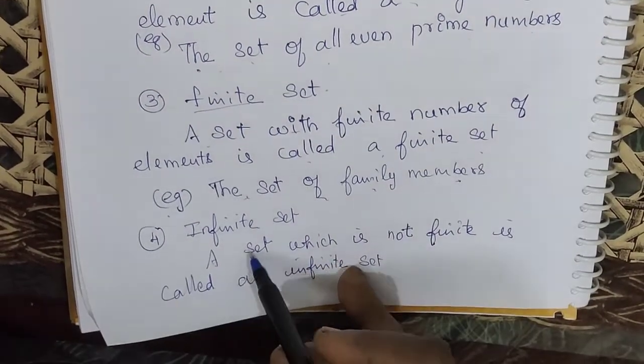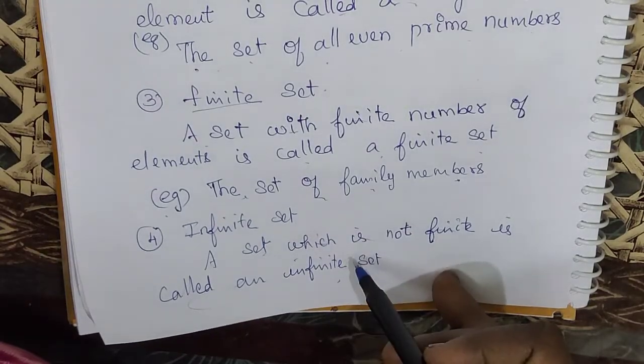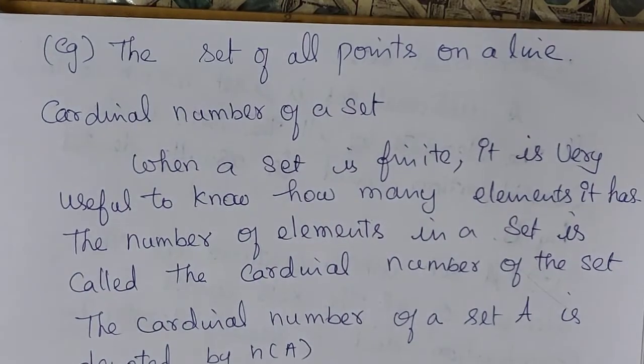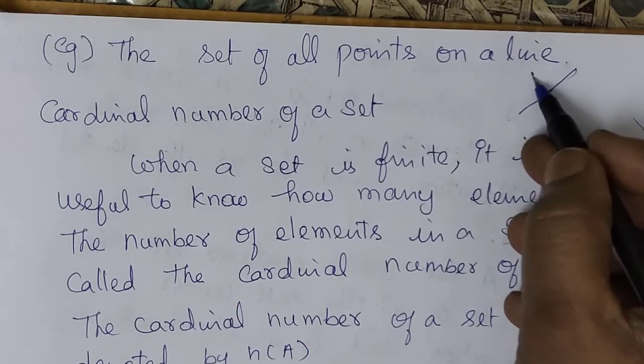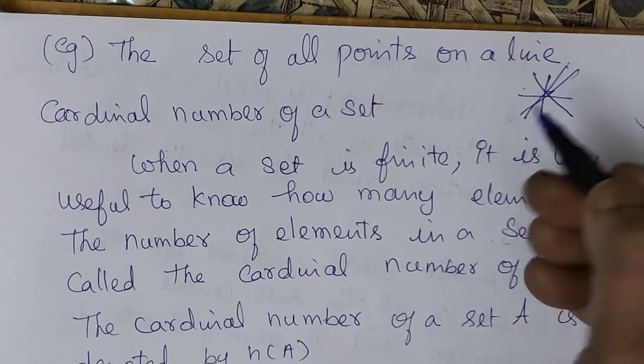Next one is infinite set. A set which is not finite is called an infinite set. Example, the set of all points in a line. We can draw innumerable lines through a point. So it is an example for infinite set.